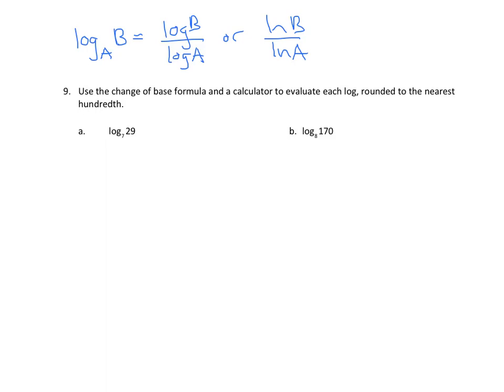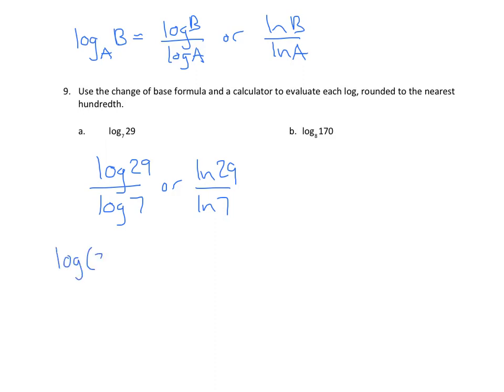So log base 7 of 29, we don't have a button in our calculator for log base 7, so what we do is log of 29 over log of 7 using the log button, or you can use the natural log button, natural log of 29 over natural log of 7. When you plug this into your calculator, make sure you close the parentheses so it'll look like log of 29 divided by log of 7. And you get approximately 1.73.